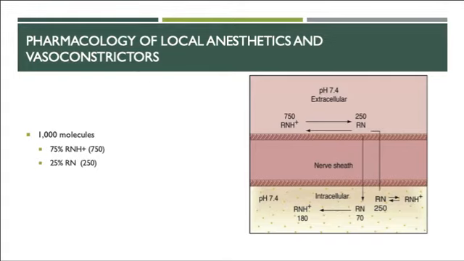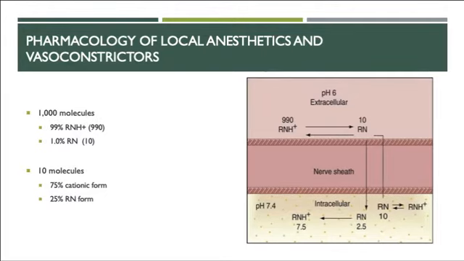Now, you'll remember from the previous slide that a lower pH causes the equilibrium to shift to the left, producing more cationic forms of the molecule. Since these cationic forms can't diffuse into the nerve, the local anesthetic essentially becomes ineffective. From a clinical standpoint, this explains why patients with an infection or an abscess are really hard to get numb. But let's look at this type of a situation a little more closely.